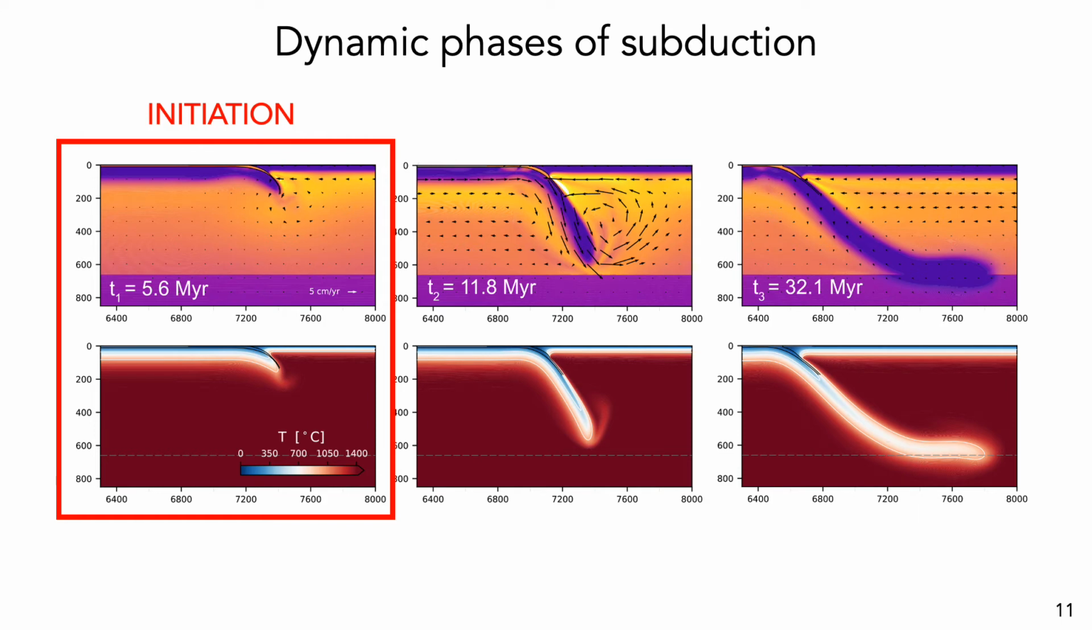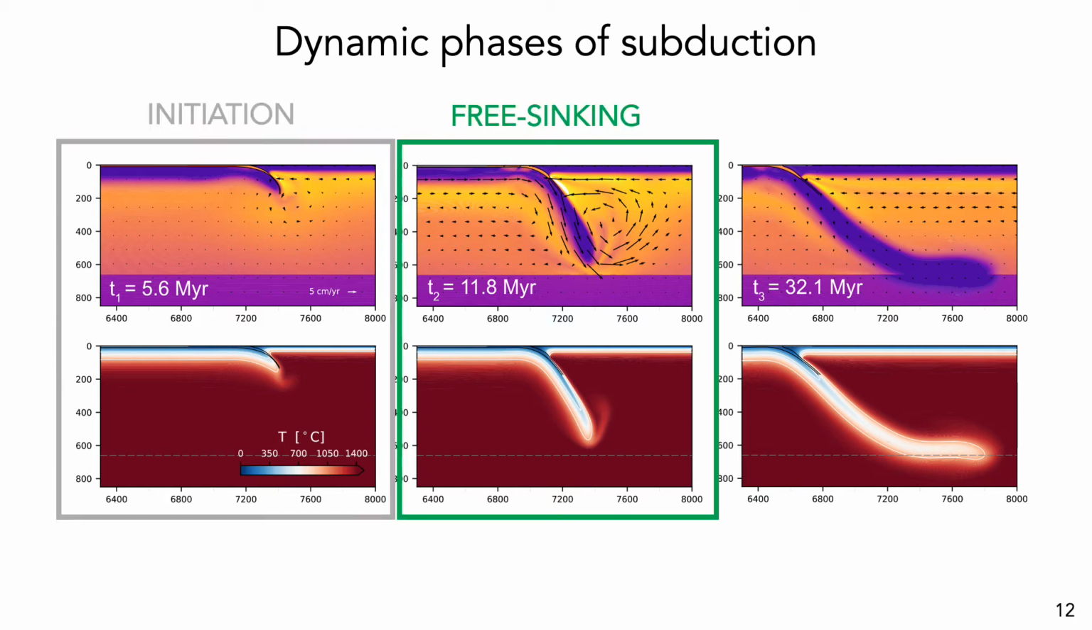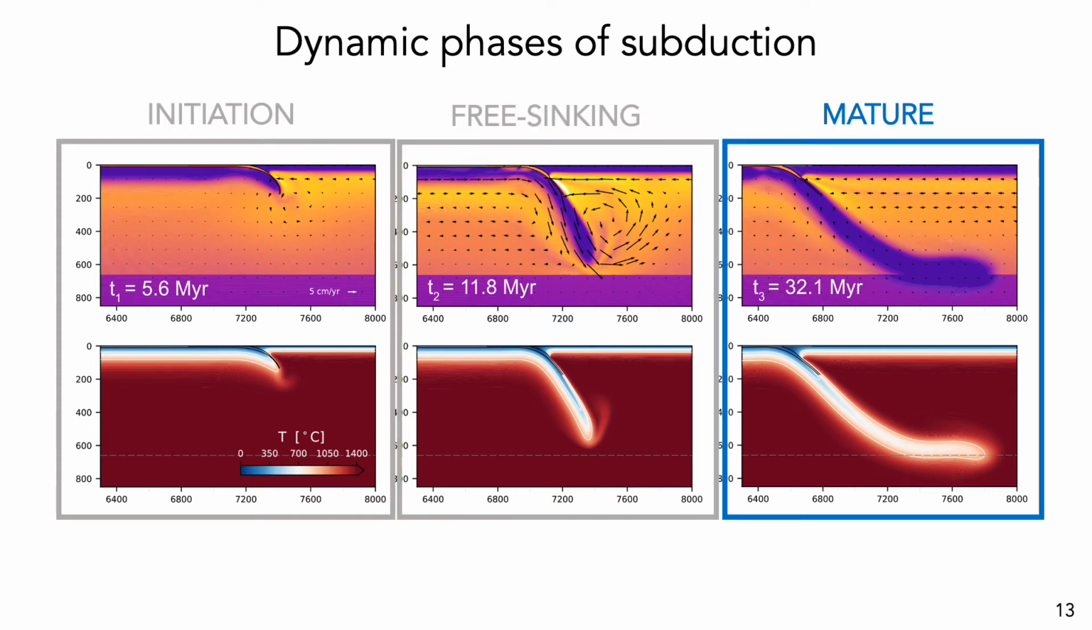To summarize the main dynamic phases of our model, subduction starts with an initiation phase where the slab forms from an initially flat-lying plate. We then have the free sinking phase as the slab rapidly sinks through the weak upper mantle, and this is associated with very rapid convergence rates. And lastly, we have a mature phase, which corresponds to the time after which the slab has touched down on the lower mantle, and this is associated with very low convergence rates.